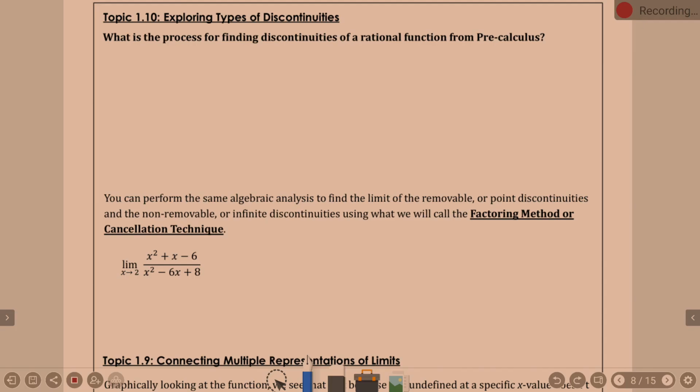Without a calculator, basically. Holes were what? Equal to 0? It's like the x plus blank equal to 0. And where did that x plus blank come from? If they were canceled out in a fraction. And vertical asymptotes were anything of the denominator equaling 0.